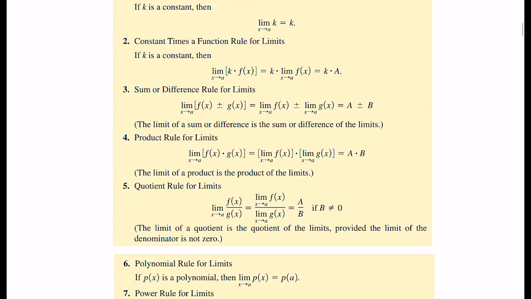Here we have the constant times a function rule for limits. So if k is a constant, remember a constant's just a number, the limit of k times f of x as x approaches a is just the same thing as taking the constant out of there and multiplying it by the limit.